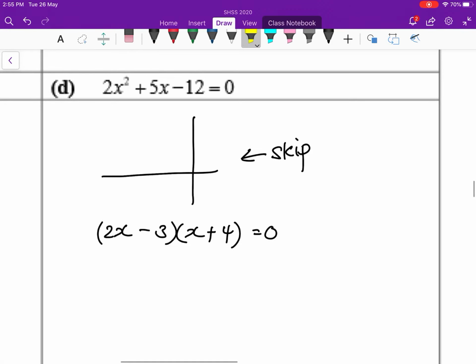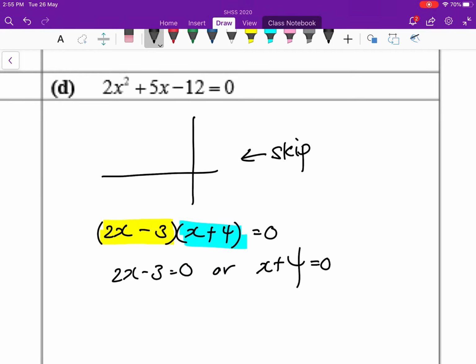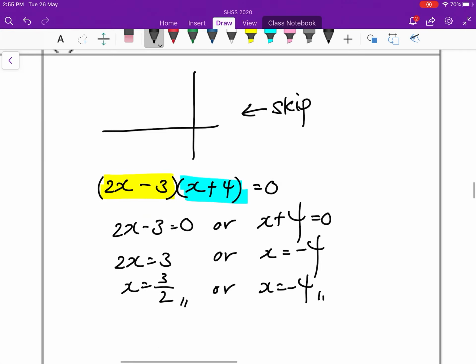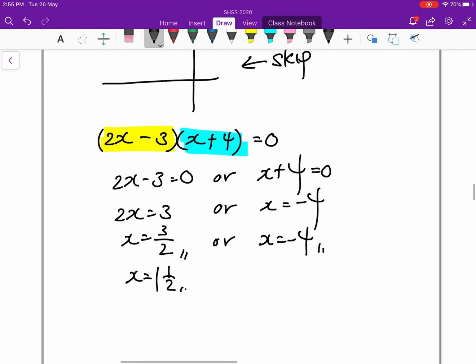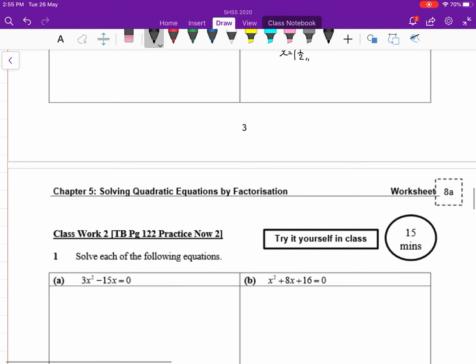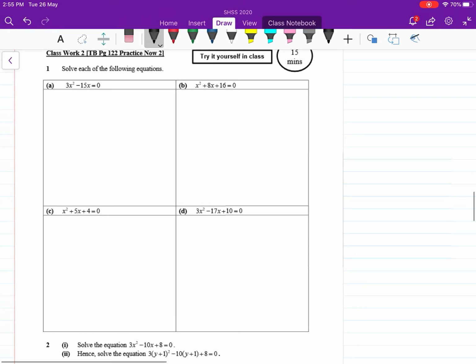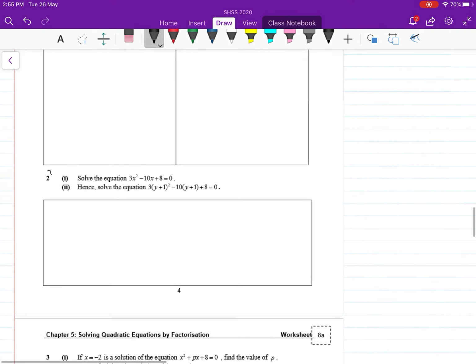Then I get, again, the concept yellow times blue equals to 0. So either the yellow equals to 0 or the blue equals to 0. Plus 3, 2x equals to 3, minus 4, divide by 2, done. Okay, please leave your answer in mixed numbers, 1.5, done. Once you understand this concept, do classwork 2, these 4 questions. I will go through these when you come back to school.